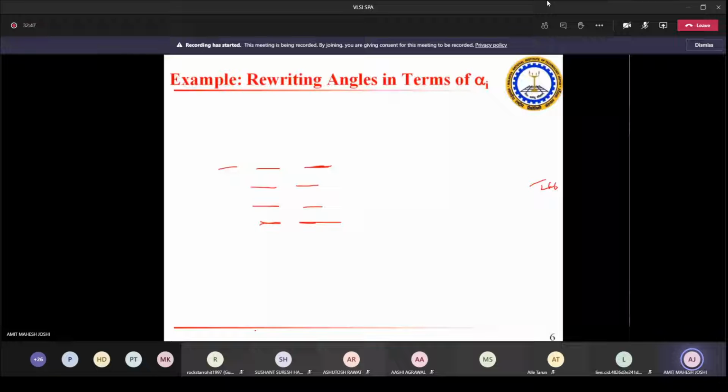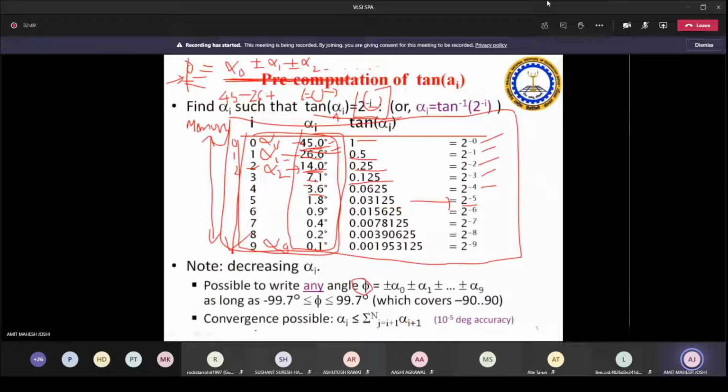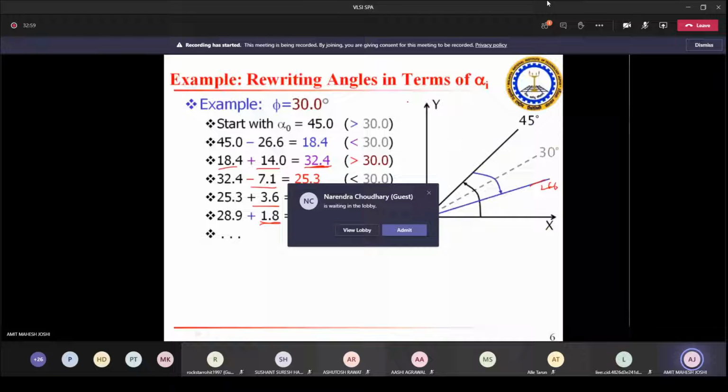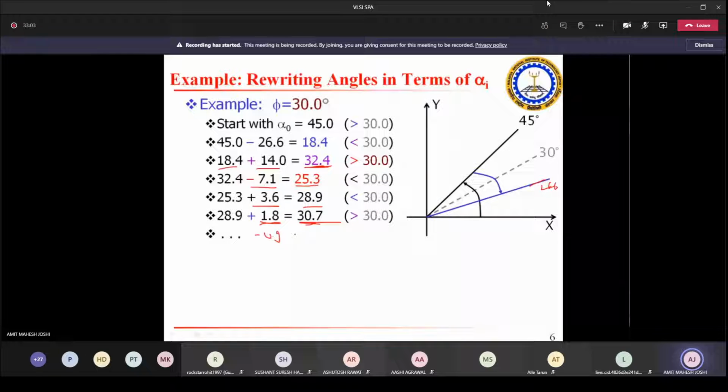It is 0.9. Okay. Then 0.4. So ultimately your next angle will be minus 0.9. That's 0.9 will give you 29.8. Maybe I am getting closer. If you want to still go closer, then the next value is 0.4, which I can add.